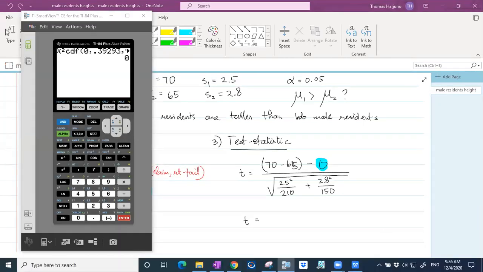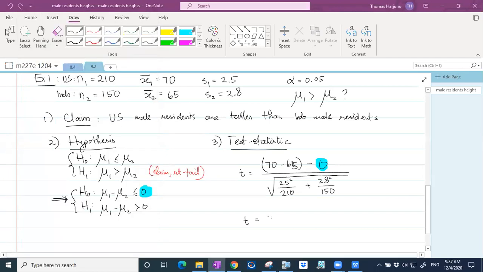Okay, don't forget, a lot of calculator parentheses play. Parentheses 70 minus 65, close parentheses, divided by the square root of 2.5 squared over 210 plus 2.8 squared over 150. Such a big number, I don't expect that though. Let me check. Did I copy anything wrong? No, nothing wrong there. So I'm okay. Wow, okay. And so that's 17.45772.